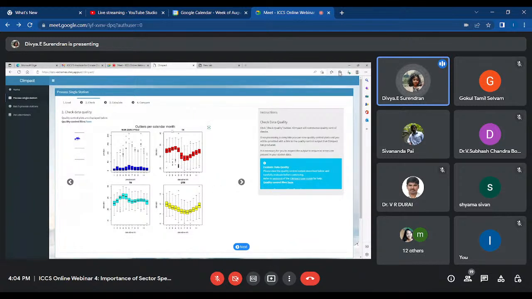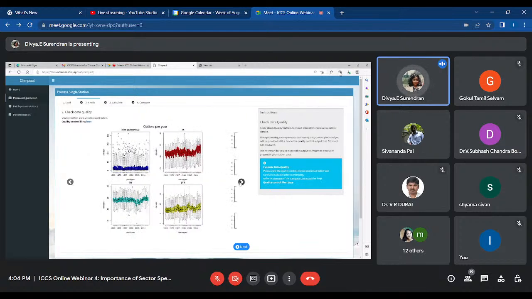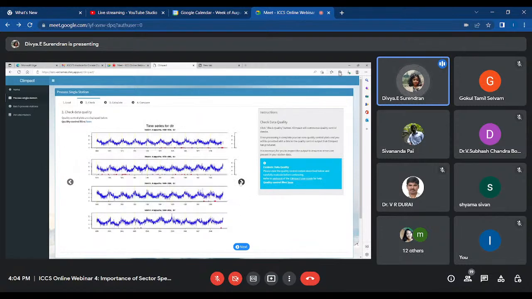In temperature also, this red one is the maximum temperature. For Kerala, it is okay, like in May it went to 40 degrees. Whatever is different from the normal, it will show as outliers. So this is the first step, and it will show the time series also, how the data is varying for the period we have given. If there is any missing data, it will show it with a red circle.